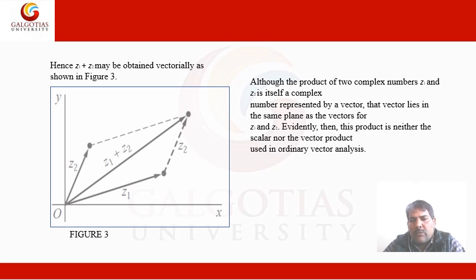Although the product of two complex numbers z1 and z2 is itself a complex number represented by a vector, that vector lies in the same plane as the vectors for z1 and z2. Evidently, then, this product is neither the scalar nor the vector product used in ordinary vector analysis.